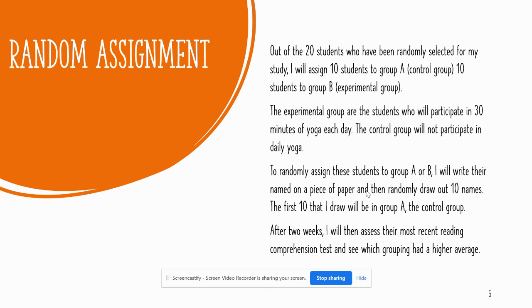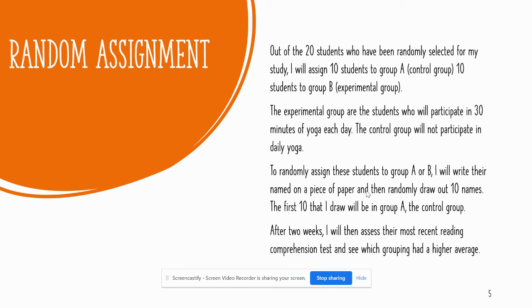random assignment. Of the 20 students who have been randomly selected for my study, I will assign 10 students to Group A, the control group, and 10 students to Group B, the experimental group. The experimental group are the students who will participate in 30 minutes of yoga each day. The control group will not participate in daily yoga.